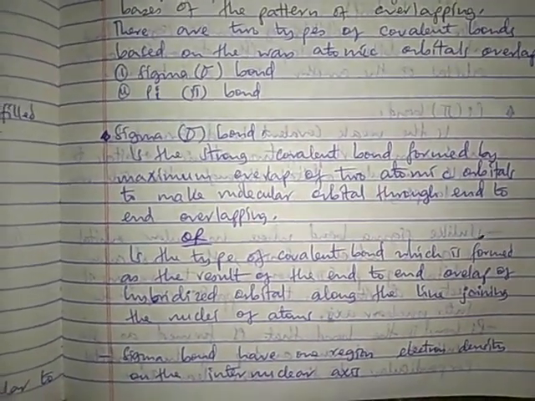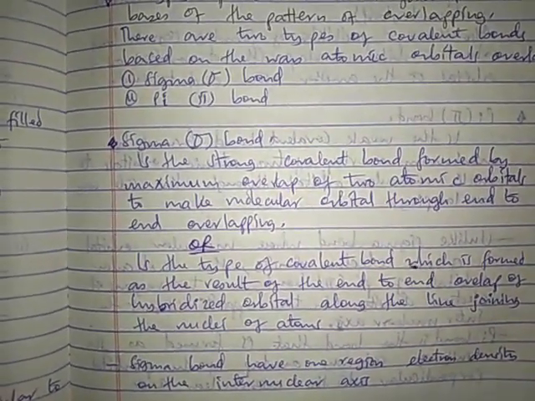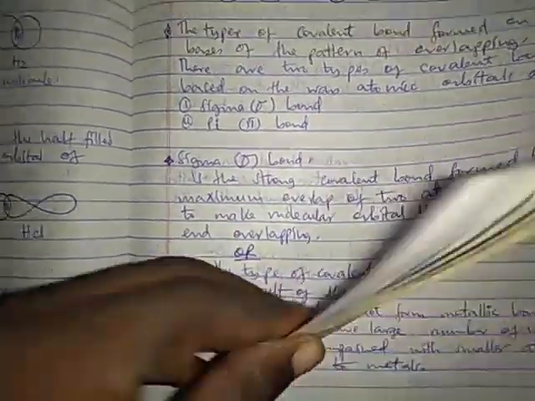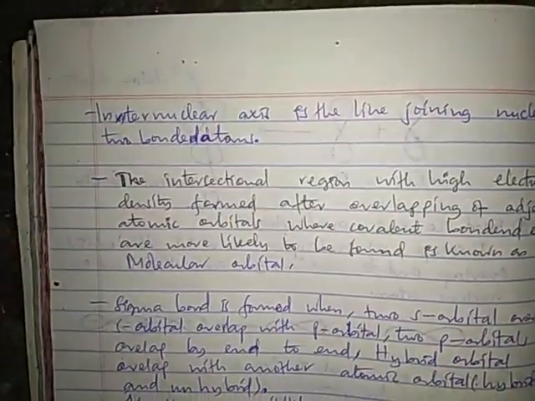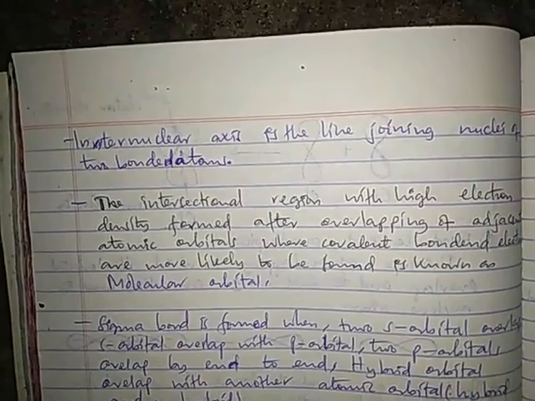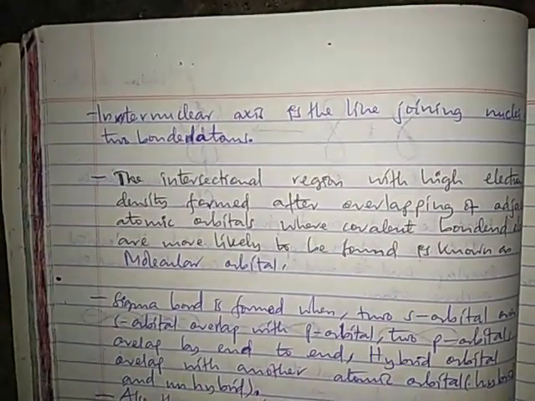So a sigma bond has one region of electron density on the internuclear axis, as we saw before in the end-to-end overlap. The internuclear axis is the line joining the nuclei of two bonded atoms. So if we have two bonded atoms, the sigma bond has only one region of electron density.